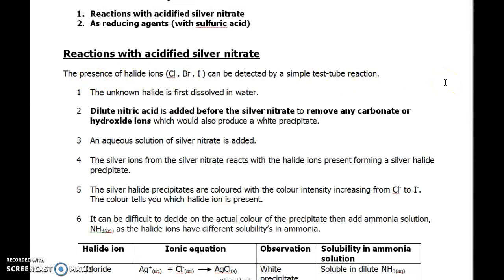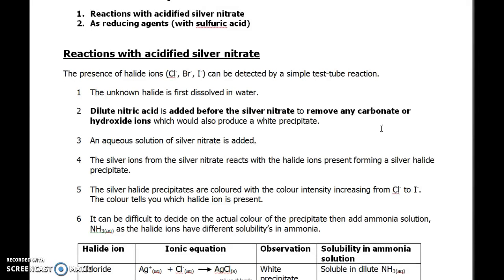This is very useful if you've been given either a set of white solids or a set of solutions that you know has got a halide ion present, but you do not know what the identity of that halide is. So the procedure that you would follow is this. You would take your unknown halide and dissolve it in water, if it's not already dissolved in water. Then you would add a few drops of nitric acid to remove any carbonate or hydroxide ions. The reason for this is that they would also produce a white precipitate upon the addition of silver nitrate and would give you a false result.